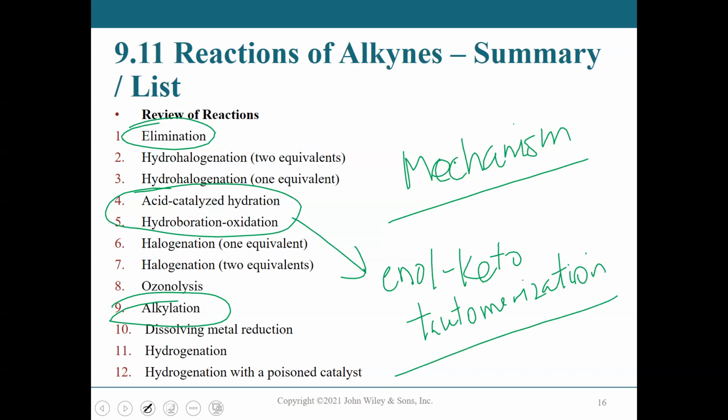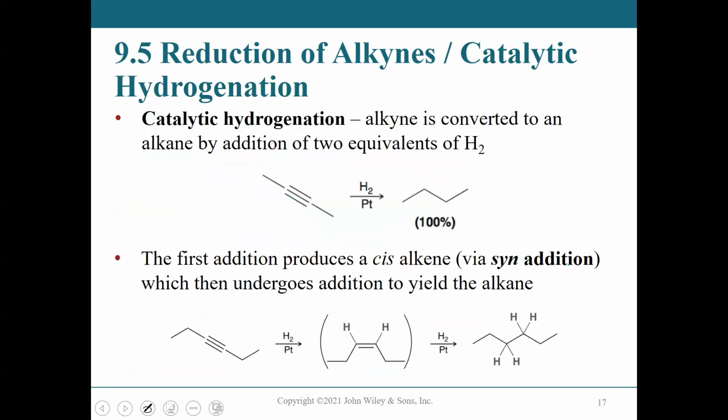In addition to the elimination, the number 1, which is the one that I just did for you, elimination using geminal dihalide or vicinal dihalide. That's the one we did. And then the alkylation, definitely that one we need to know. The other ones, we don't need to know the mechanisms. So only 3 mechanisms for this particular chapter. Okay, so let's start with the easiest one. Ready for the reactions.